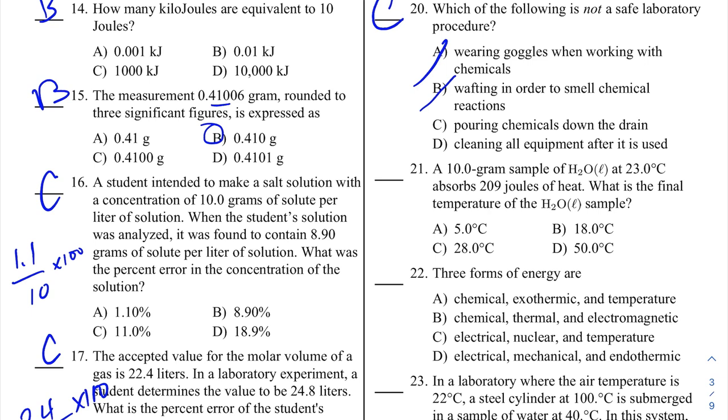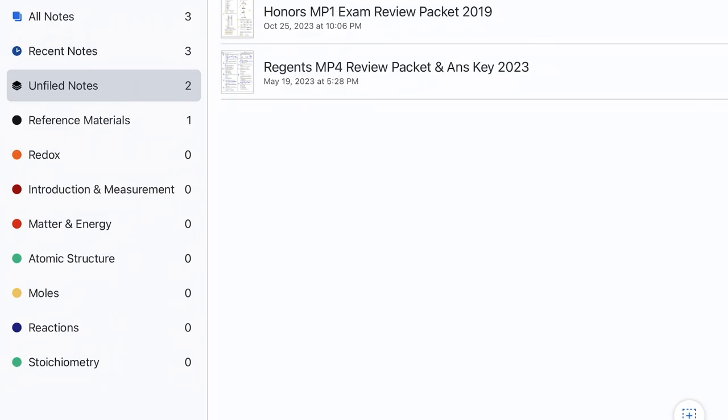All right, looks like we're doing Q equals mC delta T for this one because I see heat. And so, again, let's go back to the reference tables.